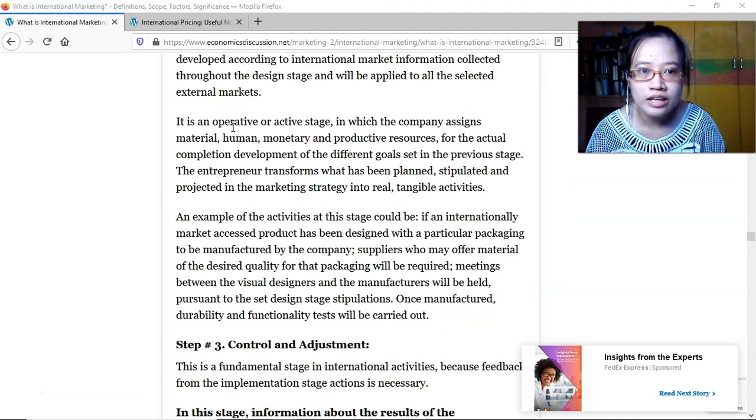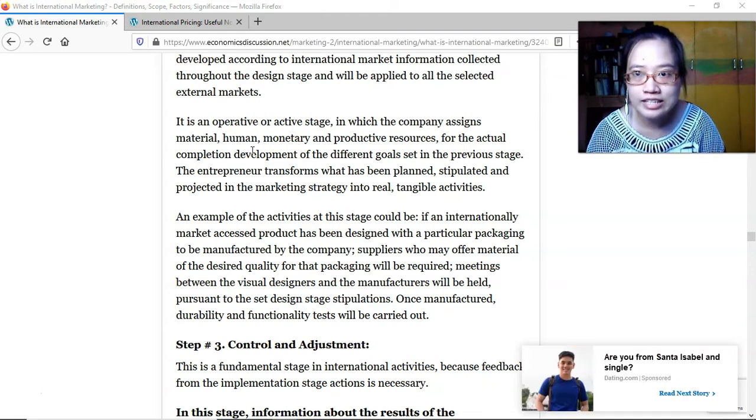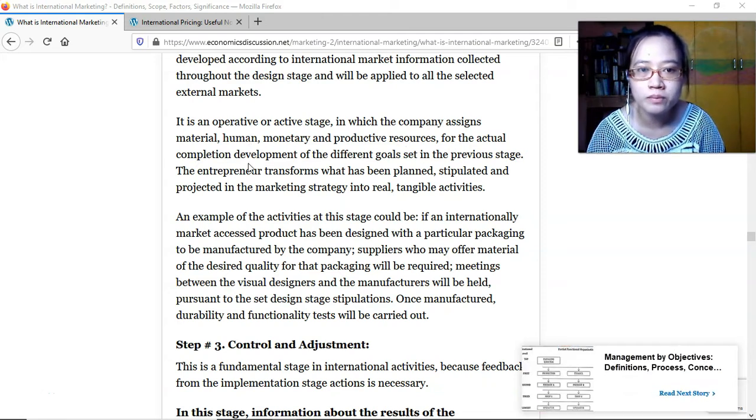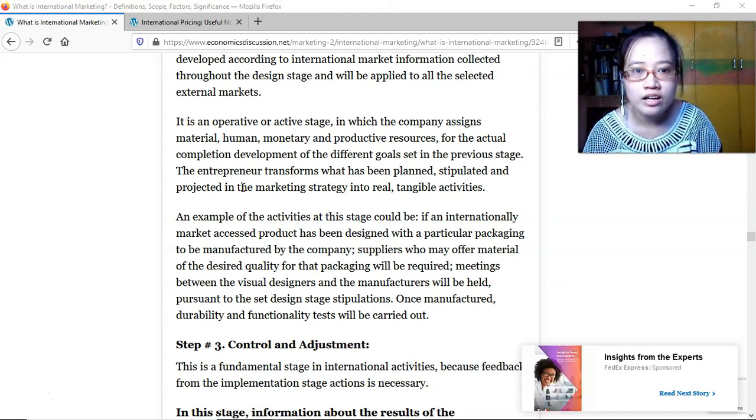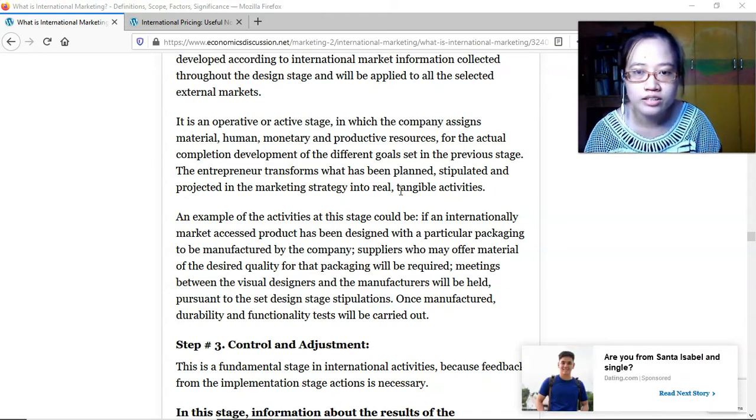Okay. It is an operative or active stage in which the company assigns material resources, human, monetary, and productive resources for the actual completion and development of the different goals set in the previous stage. The entrepreneur transforms what has been planned, stipulated, and projected in the marketing strategy into real, tangible activities.